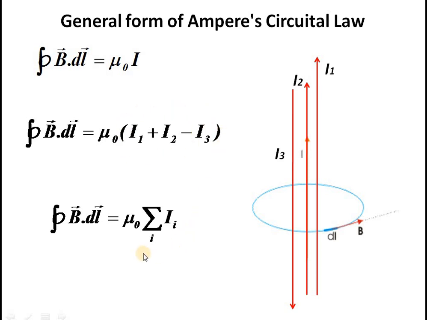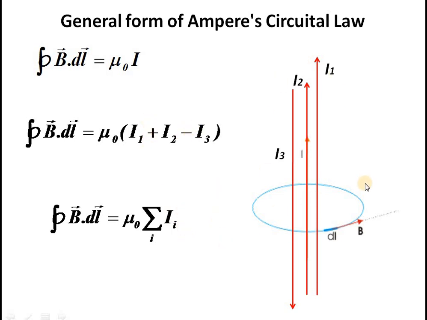Current part you can generalize. You can write the line integral of B dot dl is equal to mu 0 times the summation of Ii, where i can go from 1 to infinity, any number of values. This summation actually means algebraic summation, where the sign must be taken into account. They are not simply added; the sign must be accounted for.